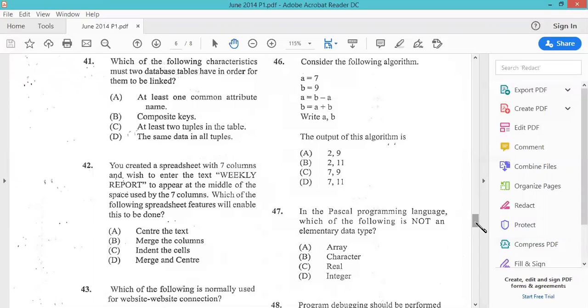42. You created a spreadsheet with 7 columns and wish to enter the text weekly report to appear at the middle of the space used by the 7 columns. Which of the following spreadsheet features will enable this to be done? Merge and center. Okay.